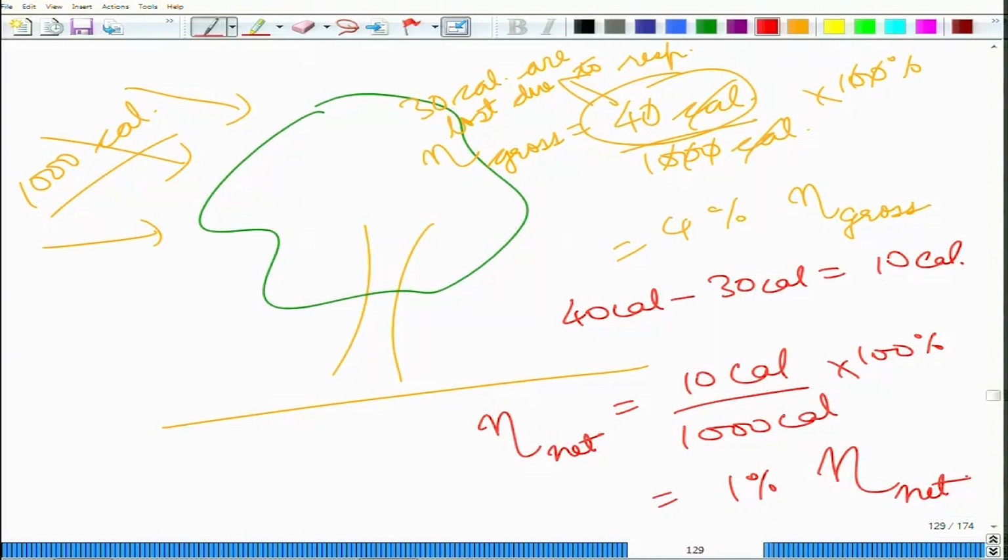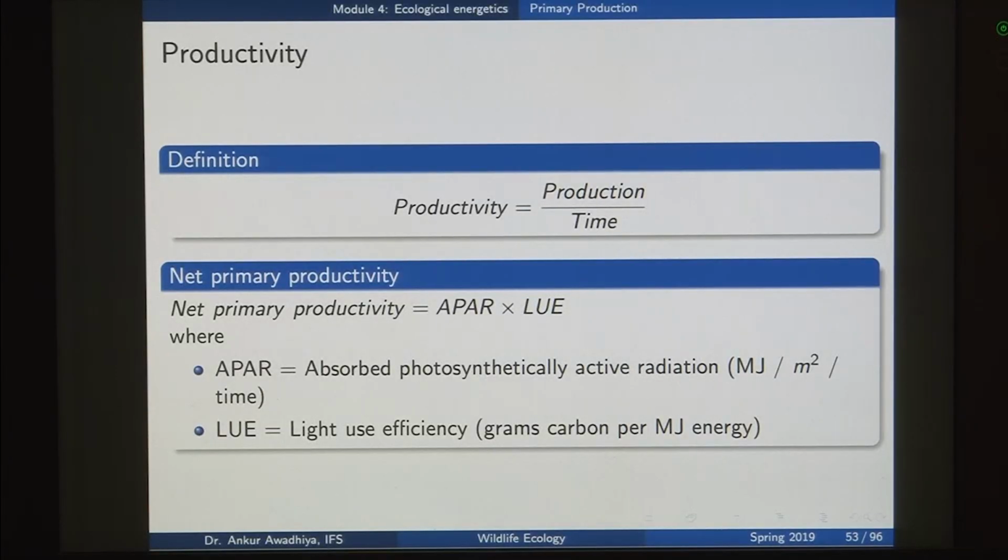Now, we can also define another term, which is productivity, and productivity is defined as production per unit time. So, if we say that net primary production for a particular forest was, say, 1 ton of biomass, and that amount of biomass was produced in a period of, say, 2 years, then productivity is 1 ton divided by 2 years, which is 0.5 tons per year. So, that is productivity, production divided by time.